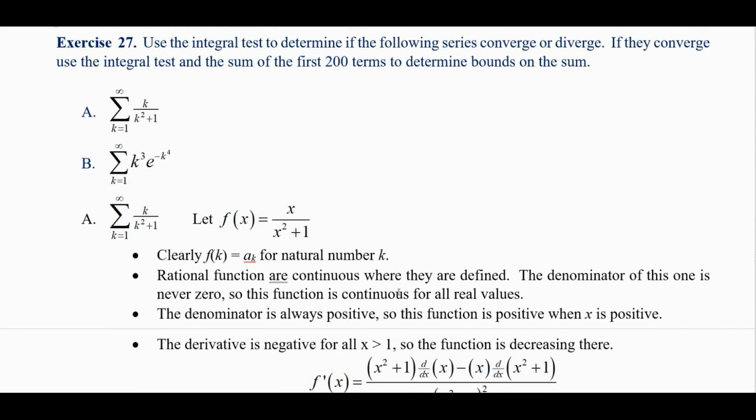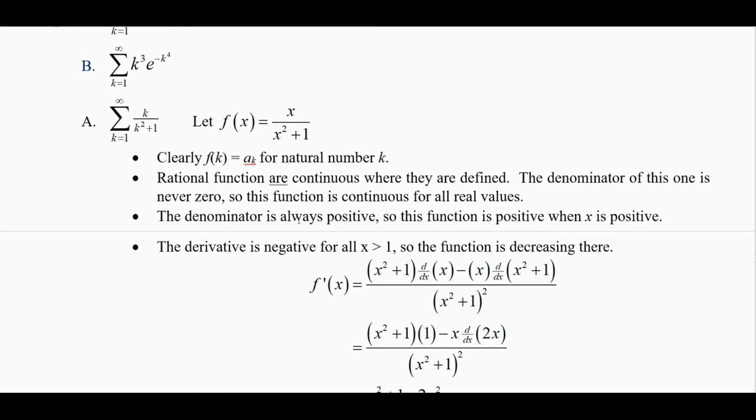Well, I hope you tried these. Let's see what we've got here. For A, we had the sum from k equals 1 to infinity of k over k squared plus 1. We let f of x equals x over x squared plus 1. Clearly, f of k is a sub k for natural numbers k. Rational functions are continuous where they're defined. The denominator of this one is never 0. k squared plus 1 is at least 1. So this function is continuous for all reals.